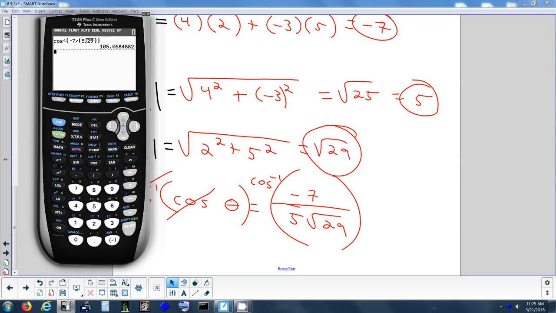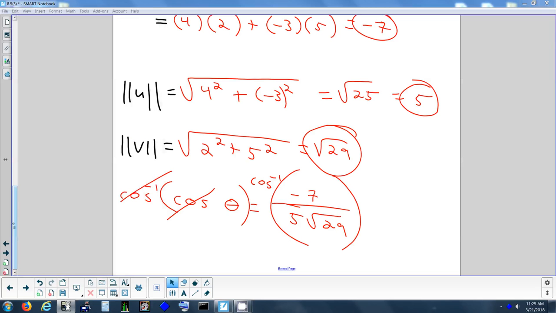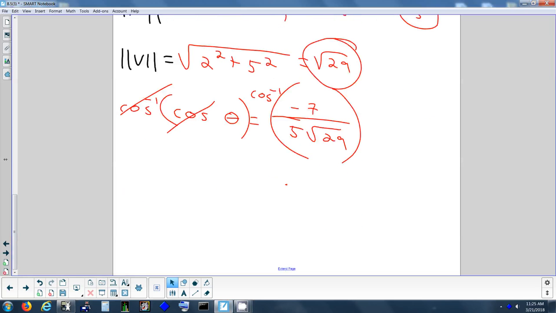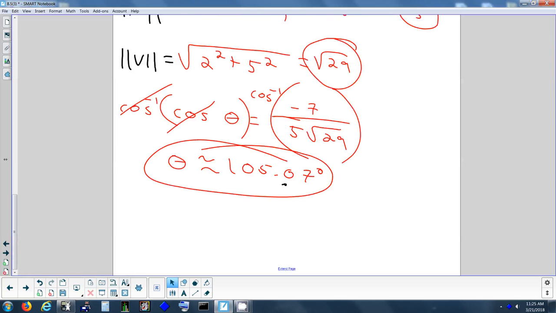105.07 degrees. That's the angle between the vectors. Questions?